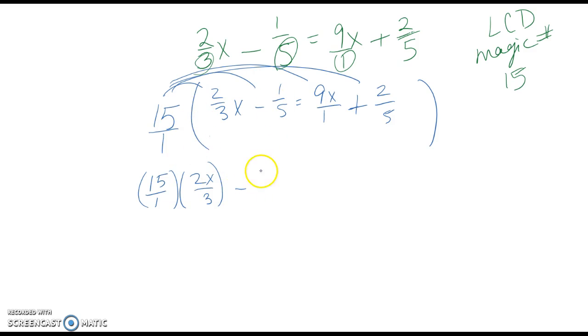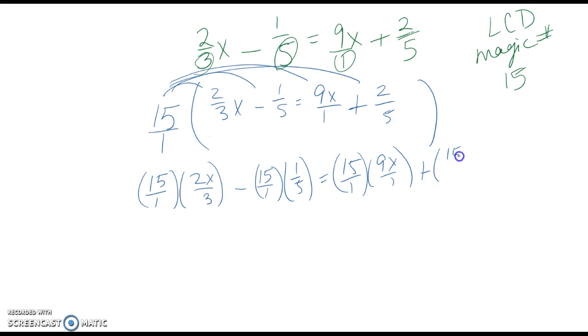So minus 15 over 1 times 1/5 equals 15 over 1 times 9x over 1. So this part's a little boring because you're just literally recopying it over and over, and you're showing your distribution, but I think it's really important. I also love parentheses because then I know where I am in the problem. All right, so once I've written out, I want to distribute, I want to distribute, I want to distribute. Okay, once I've done that, now I actually do the math.